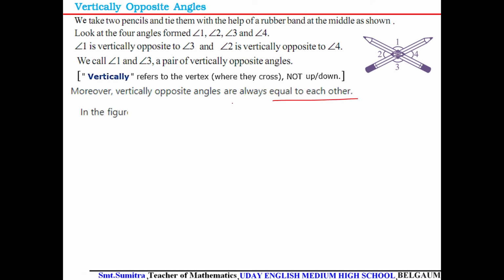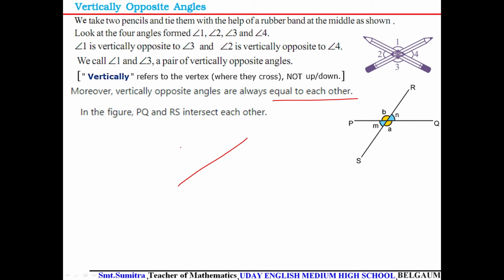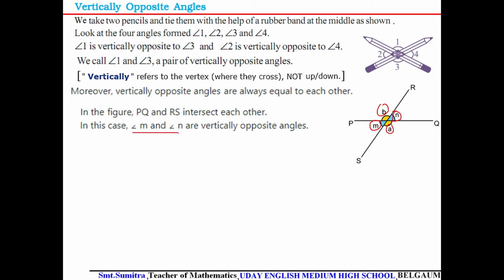In the figure, PQ and RS intersect each other. I'll take two lines. So here also we find these two angles are vertically opposite angles. I'll name them angle A, angle B, angle M, angle N. In this case, we say that angle M and angle N are vertically opposite angles. Similarly, angle A and angle B are also vertically opposite angles.